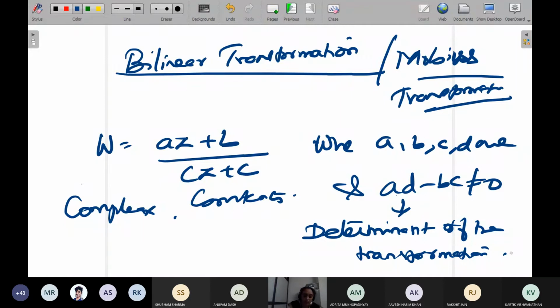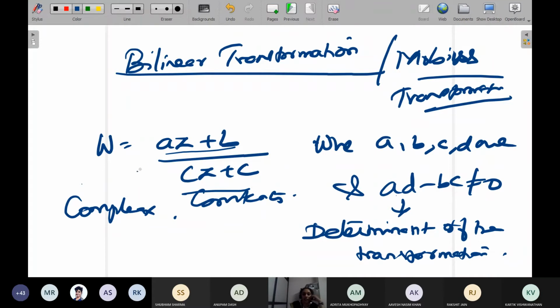You can understand this from the word bilinear. Two linear equations: here is one linear equation, here is another linear equation. Put in this form, it is called a bilinear transformation, or a Mobius transformation. The inverse bilinear transformation will also be conformal.